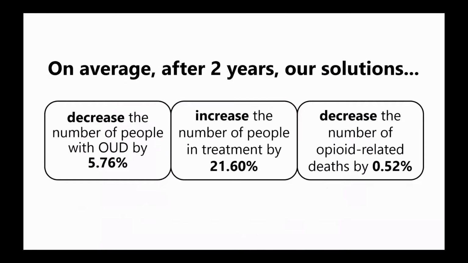So our MIPs did yield different solutions for each state, which means that there was differential impact. But on average, after 2 years, our solutions decreased the number of people with OUD by 5.76%, increased the number of people in treatment by 21.6%, and decreased the number of opioid-related deaths by 0.52%, which we think is pretty significant.